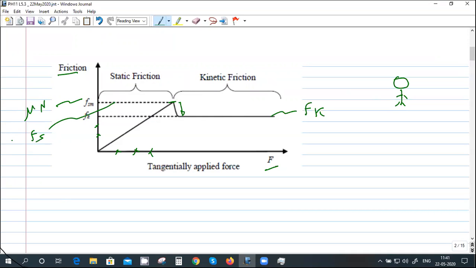This you can actually experience if you have a book on a table. You try to push it with one finger. Before it starts moving, you have to apply a force. And once it starts moving, the force required is less. It will be easier to move the book once it's in motion. That's because the value of the kinetic friction is less than the value of the maximum static friction. Is this clear? Yes, sir.